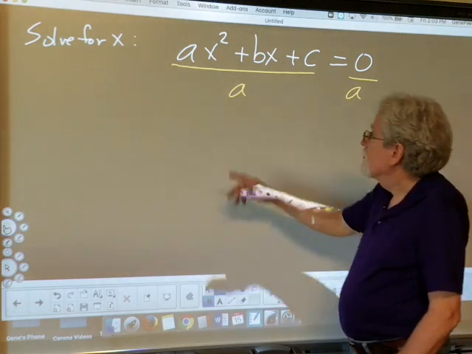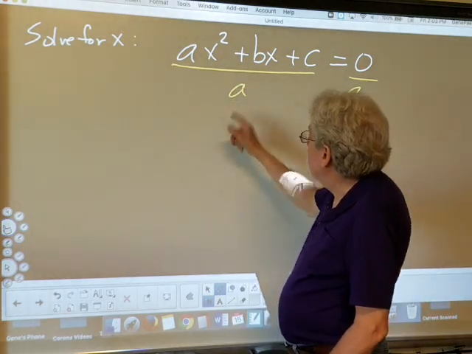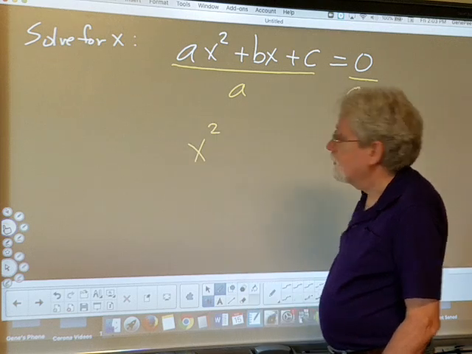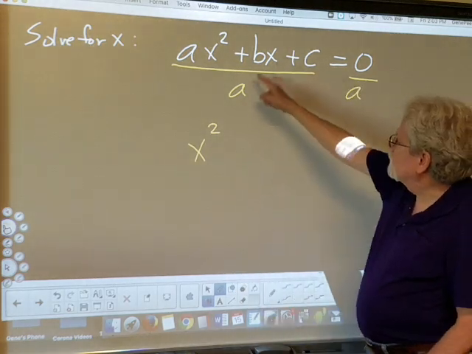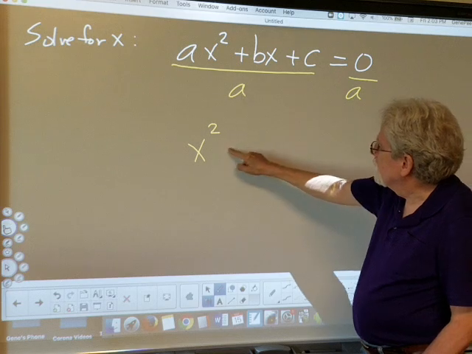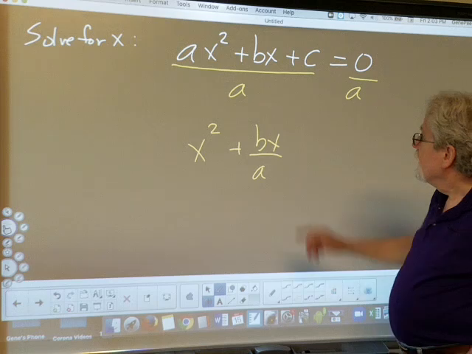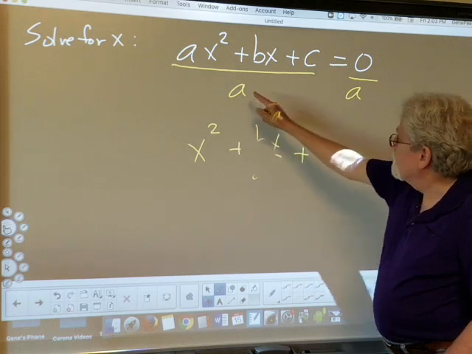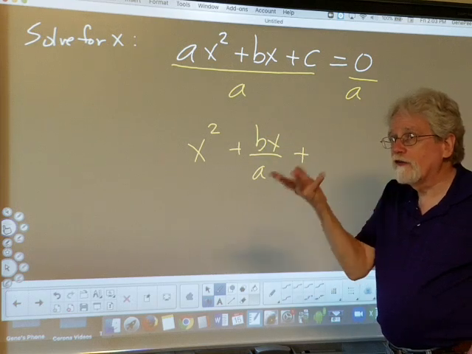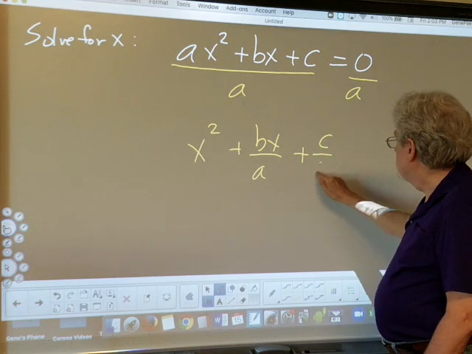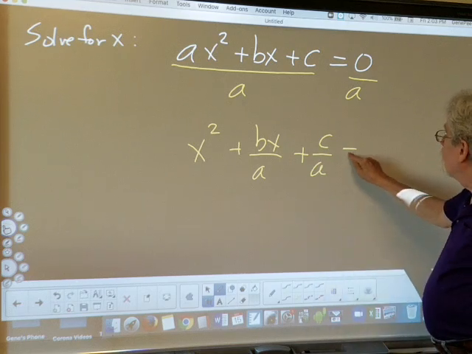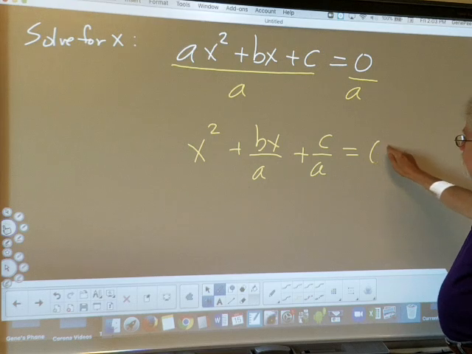So what happens? Well, ax squared divided by a is just plain x squared. bx divided by a is, well, just that. It's bx divided by a. And c divided by a is what? How about c divided by a? c over a equals 0 divided by a, of course, still just 0.